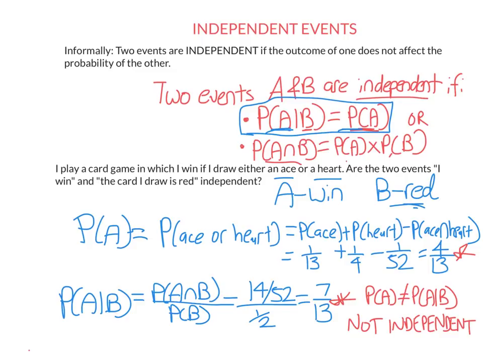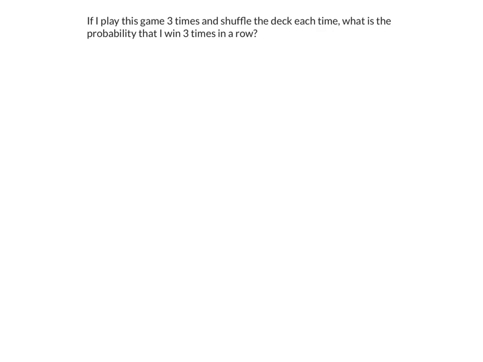So the last thing I'm going to do is just show you how independent events make calculations quite a bit easier. The second definition I had on the previous slide can be really useful in calculating the probability of multiple events. So the game I was talking about was I pick a card from a deck and I win if it's either an ace or a heart. So if I play that game 3 times and each time I shuffle the deck afterward, what is the probability I win 3 times in a row?